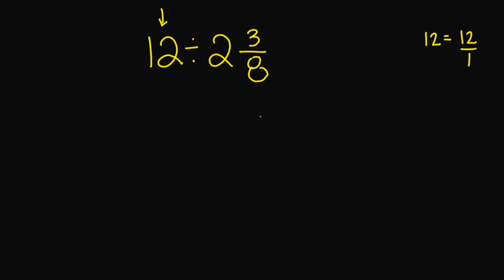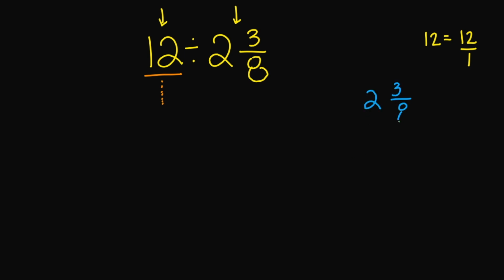Let's try 12 divided by 2 and 3/8. So let's look at this example. So first thing we're going to do is turn this whole number into a fraction, because we have our imaginary 1 right here under the 12. And also notice here that we have a mixed number. So we're going to turn this mixed number into an improper fraction.